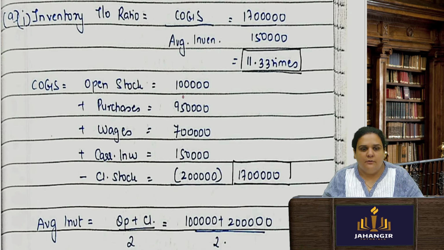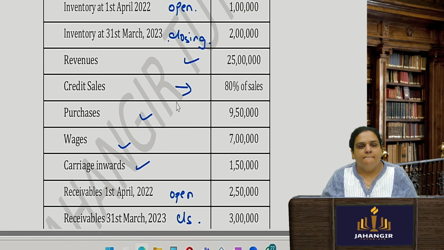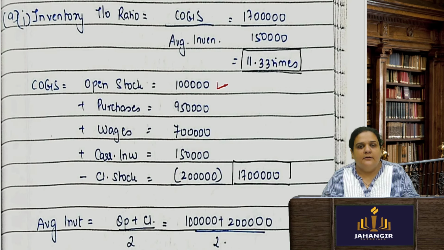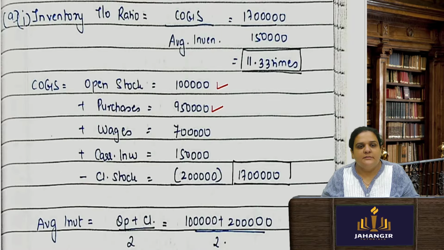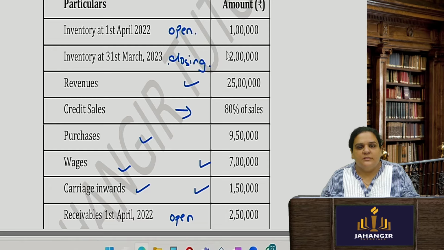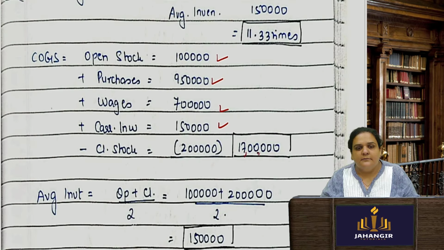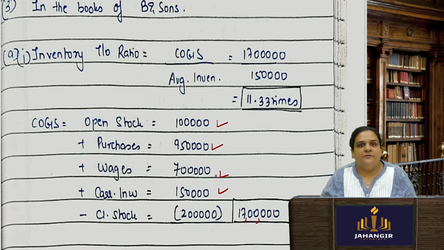COGS is opening stock, everything is over here for COGS. So opening stock 1 lakh, add purchases, add all the direct expenses which are wages and carriage inwards, minus your closing stock. That will give you a COGS which is 17 lakhs. Average inventory: opening plus closing upon 2, 1 lakh plus 2 lakh upon 2, 1 lakh 50. So COGS upon average inventory gives 11.33 times, my inventory turnover ratio.